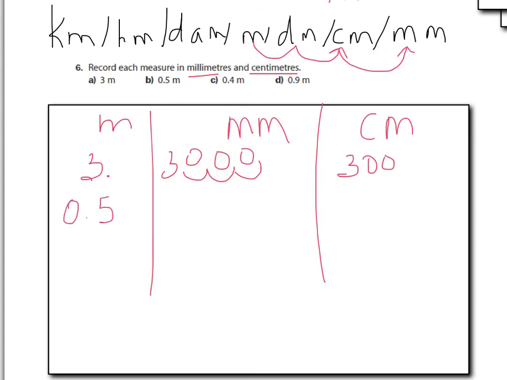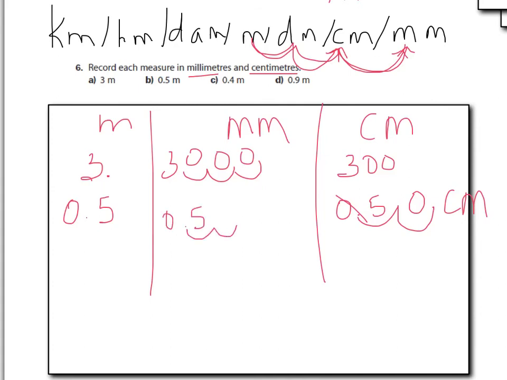0.5 meters into centimeters first, again, is going to be 2 jumps to the right. So I'm going to have 0.5. 2 jumps to the right is going to make it 50. So now I get rid of that 0 and that decimal. It's 50 centimeters. For millimeters, we add an extra jump, so it's going to become 3 jumps, 2 zeros added on the end. Get rid of those. 500 millimeters.